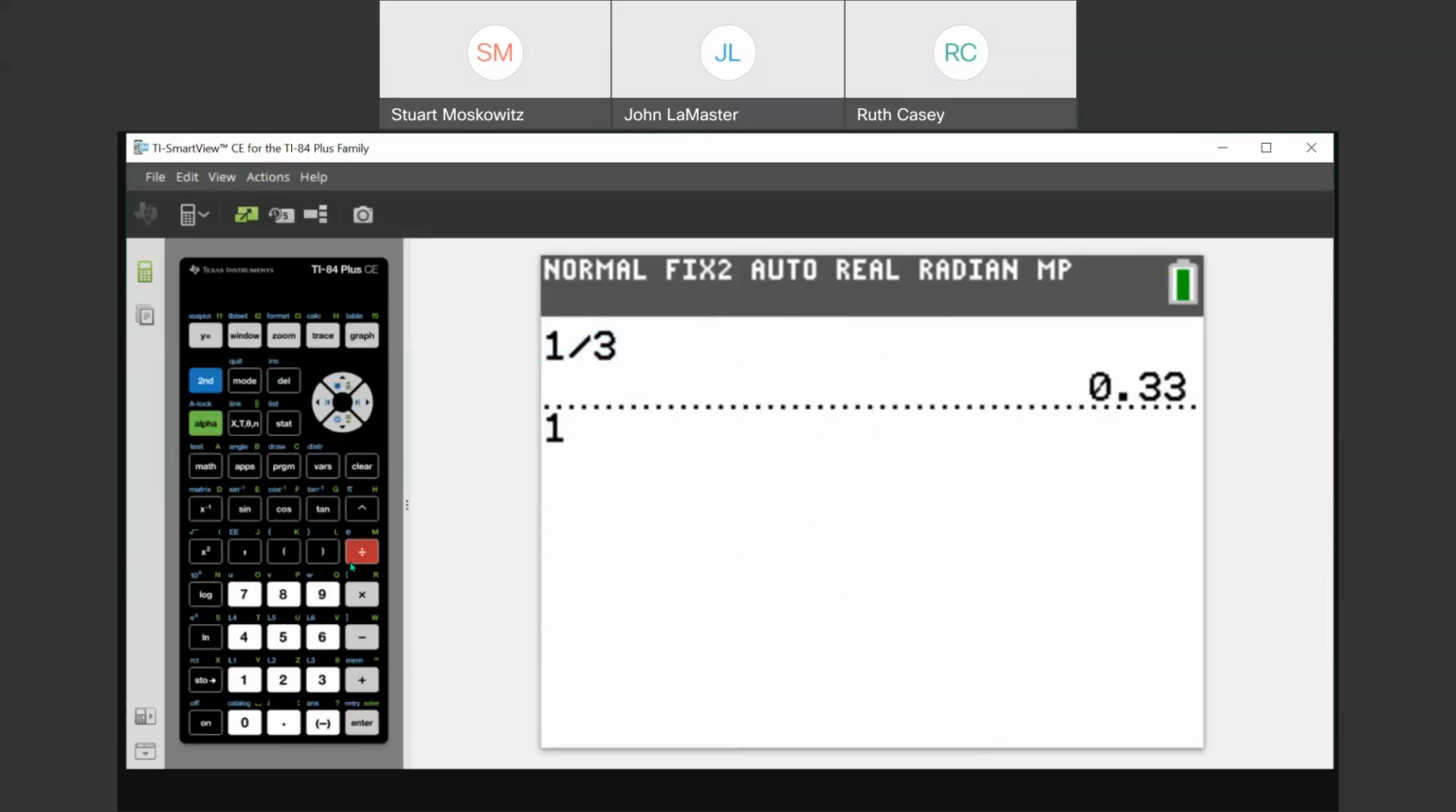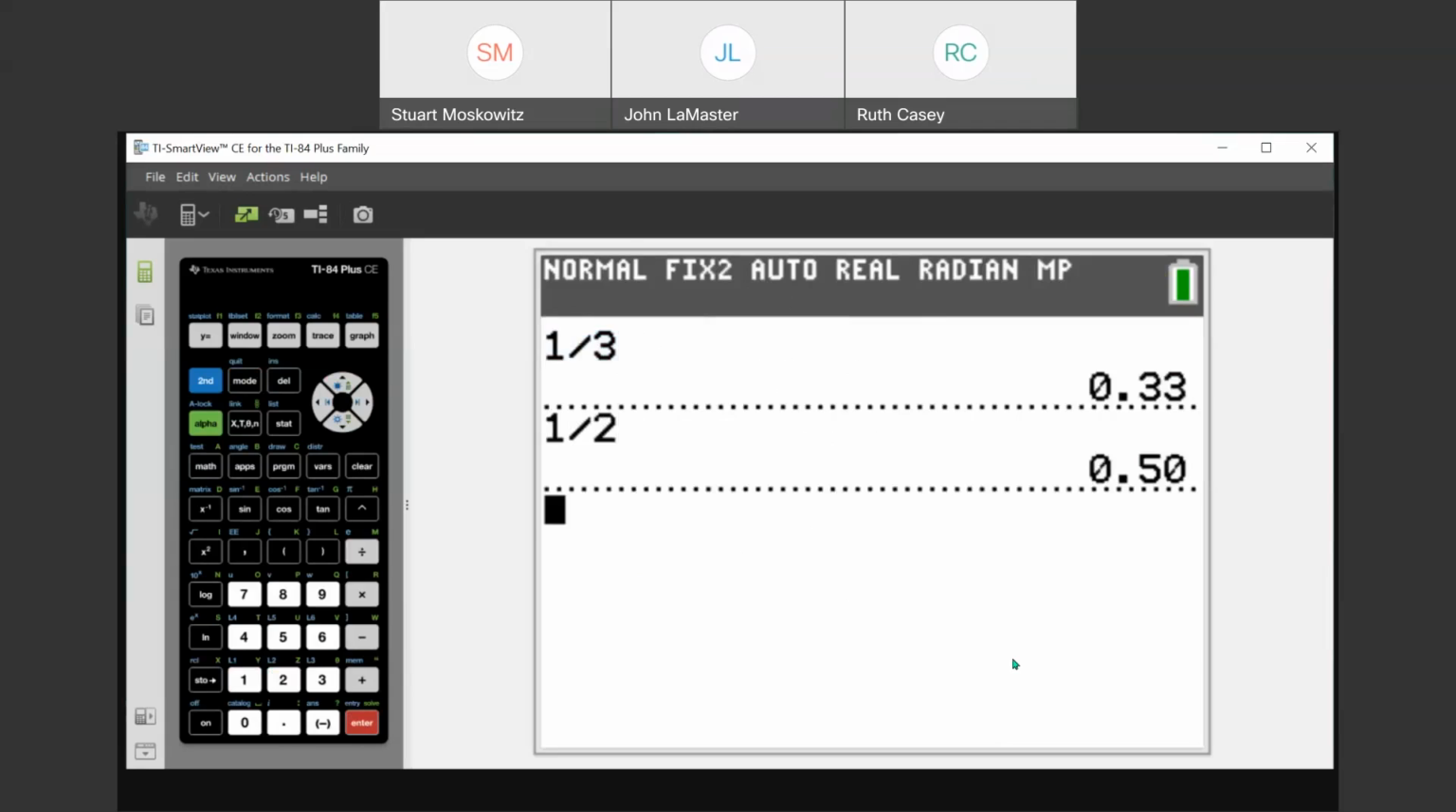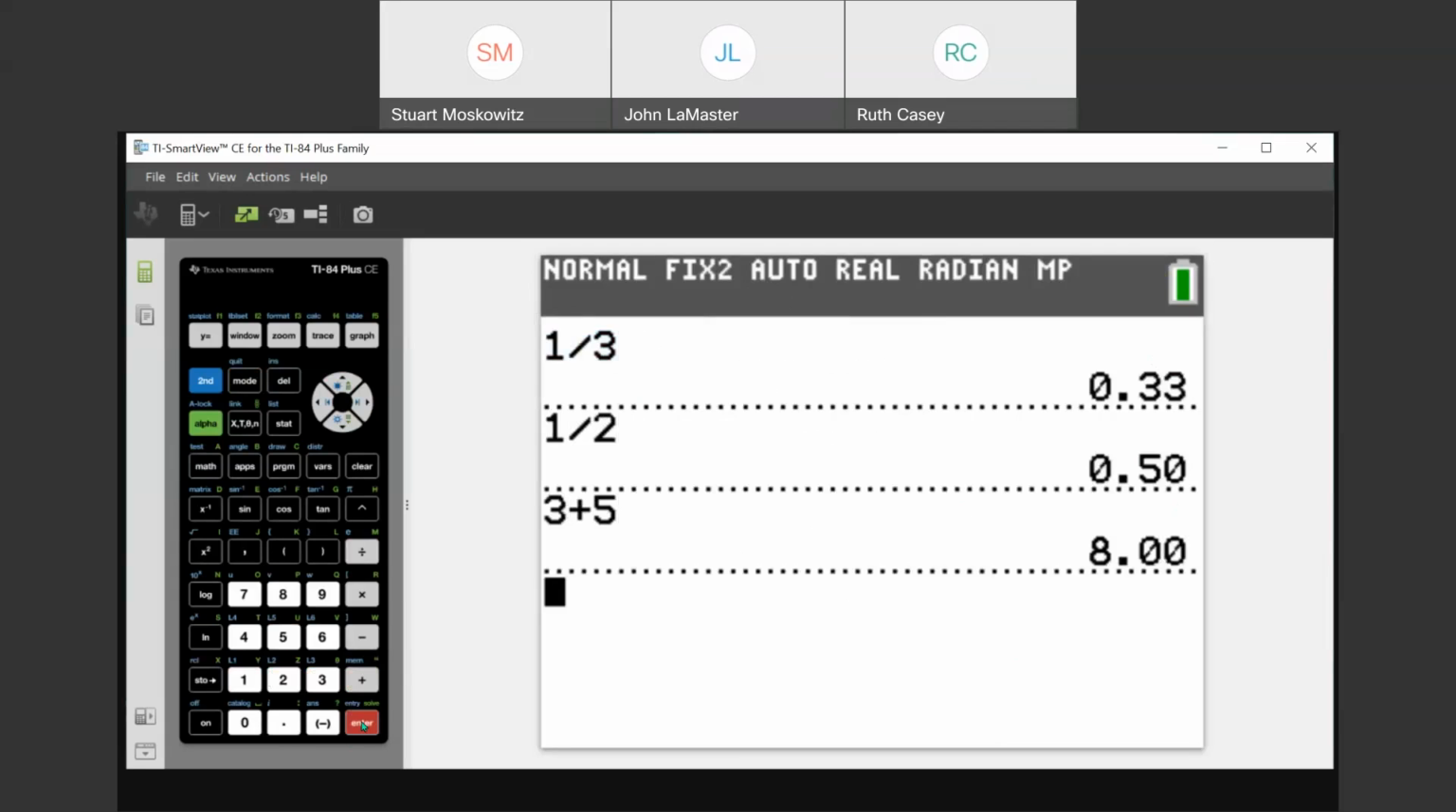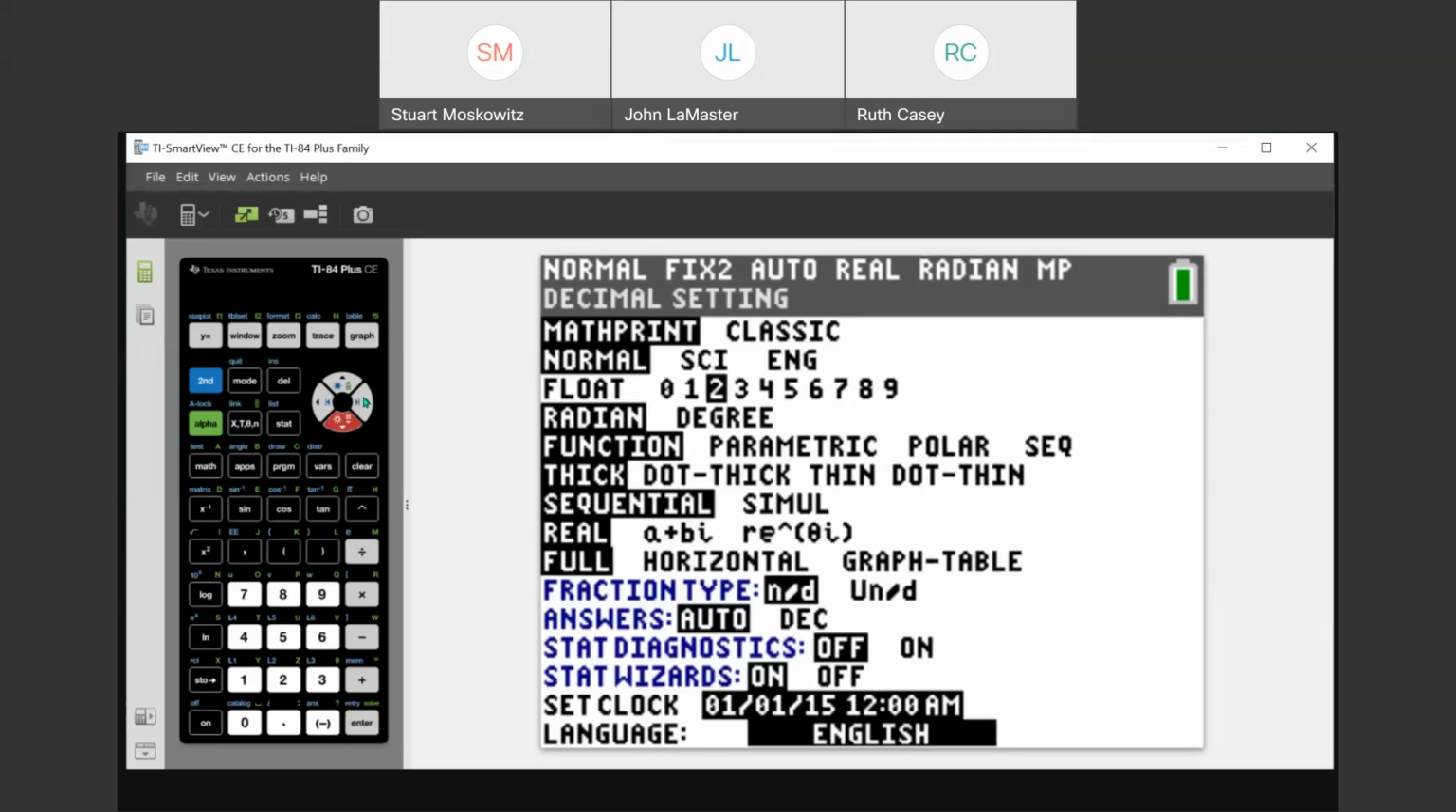But notice that 1 divided by 2 now also shows me 2 digits. So everything is going to be giving me 2 decimal digits. In fact, even 3 plus 5 gives me 2 decimal digits. Now, I mentioned misadventures. That's part of our agenda. So I want to address this because I occasionally have students who don't like seeing this 8.00 when all they want is 8. So they go back to mode on their own and they change it.